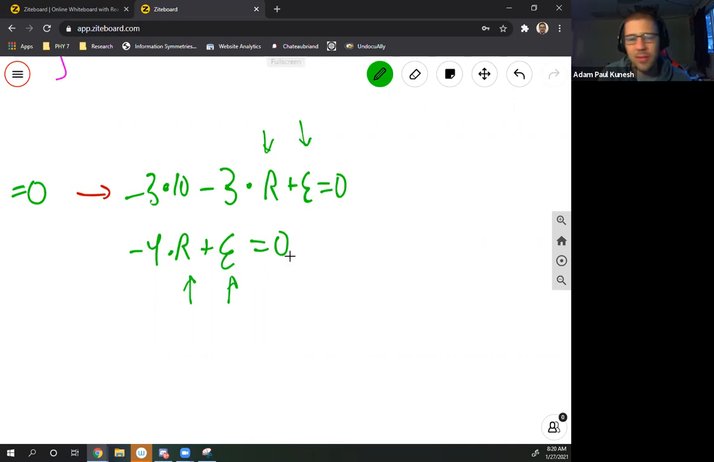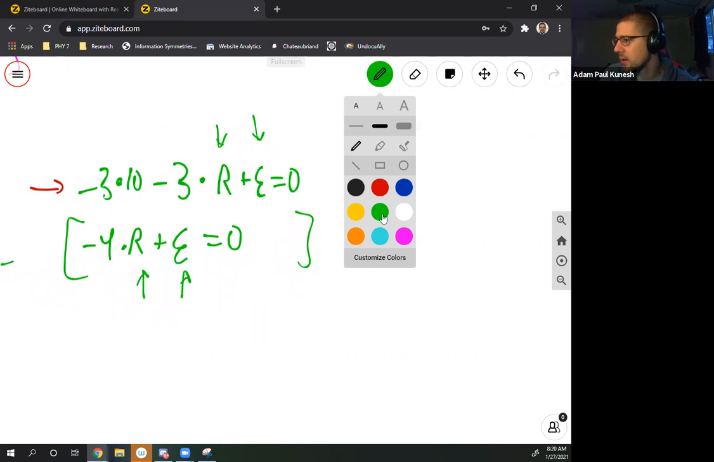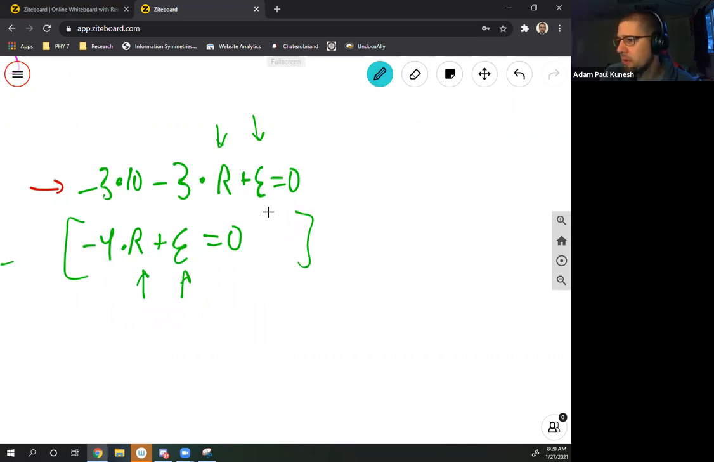There's a few different ways to think about this. I'm used to thinking of it as subtracting this equation from this equation. Another way you could think of it, which will give you the same result, is that both of these are equal to 0, so I could just set them equal to each other. So -3 times 10 minus 3 times R plus E equals -4 times R plus E. Either way, you end up with the same algebraic result.